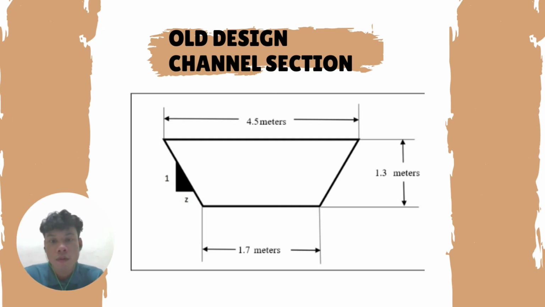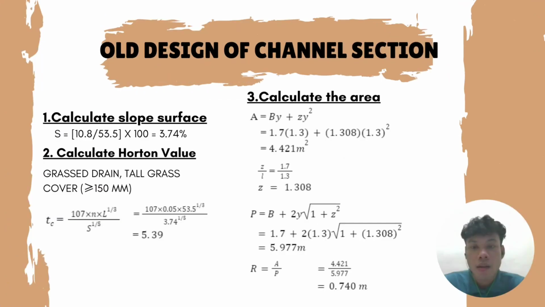For the width, we got 4.5 meters, and for the water width, we got 1.7 meters. For the depth, we got 1.3 meters. And now for the slope surface, we got 3.74%. And let's calculate the Horton value.